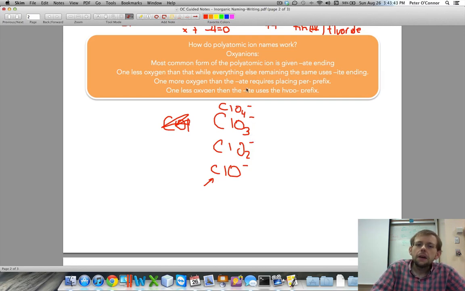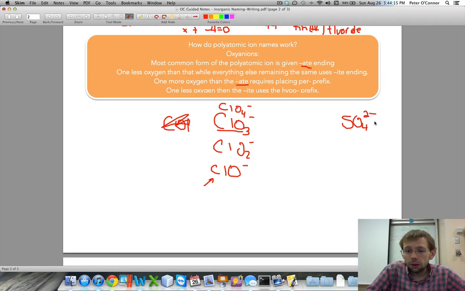Don't worry, okay? The key thing to know when we name these things is that the ATE ending one goes to the most common polyatomic ion of the set. It's not always a 3. Like in this one, it's this one. People are like, oh, it's always the 3 that has it. No, it's the most common one. So chlorate is the most common, and it's the 3 one. For sulfur and oxygen, it's SO4. Okay? And most sheets give you the most common one. And you're going to use them enough that you'll notice which ones are the most common.